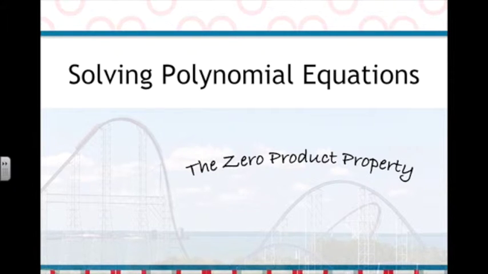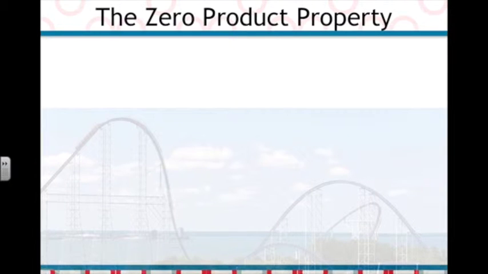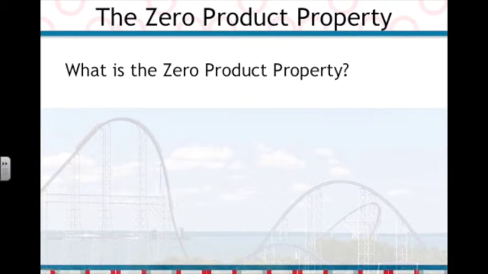To do this, we're going to use a basic property of arithmetic, the zero product property. So what exactly is the zero product property? Remember that the word product means the result of a multiplication problem? So what we have here is a property that relates to a multiplication problem that equals 0.